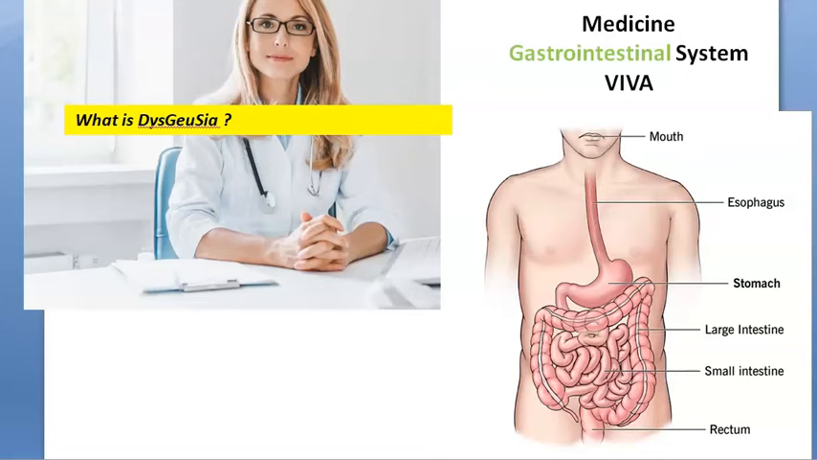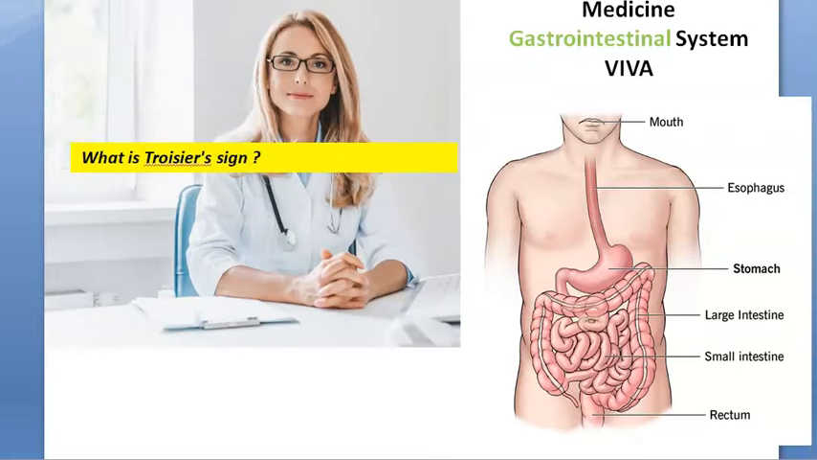What is dysgeusia? Ma'am, dysgeusia means there is altered taste sensation. Where do you get rebound tenderness? Ma'am, rebound tenderness is when we press on the abdomen and then release. When we suddenly take off the hand, the patient will complain of severe pain. This is because of peritonitis. The cause of this peritonitis can also be acute appendicitis, ma'am.